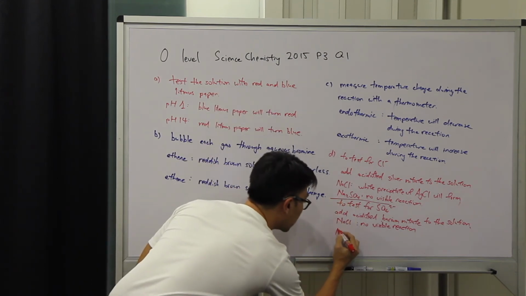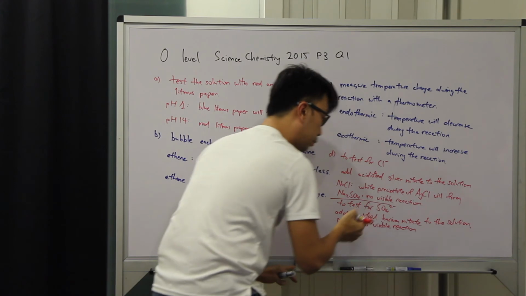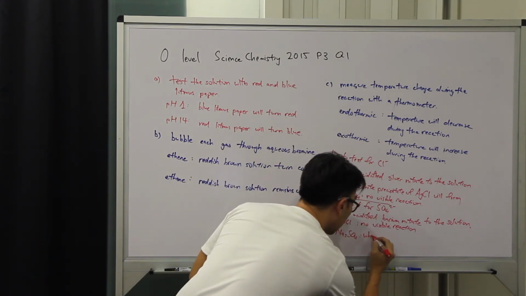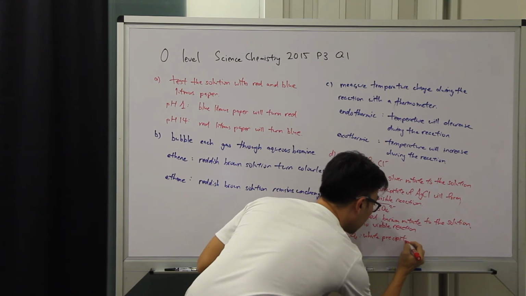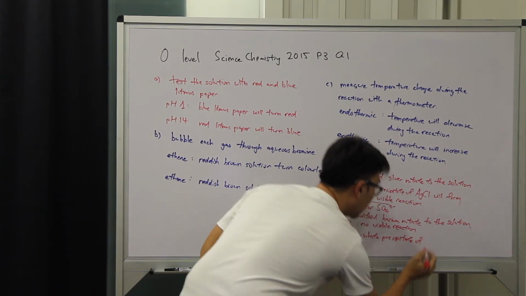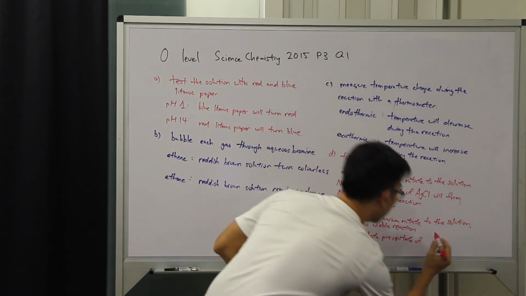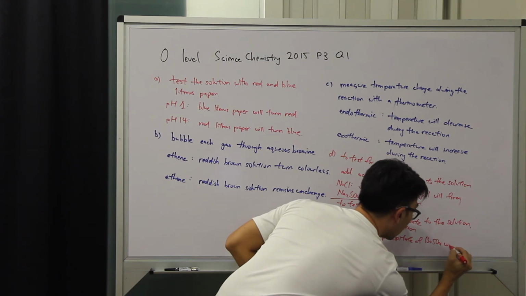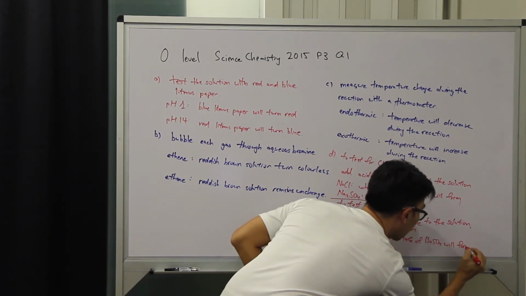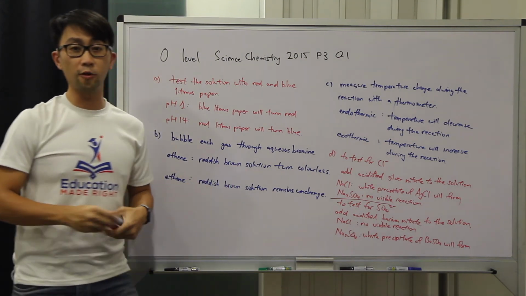Whereas for sodium sulfate, there will be a white precipitate of barium sulfate formed. Alright, so this will be the solution for this question.